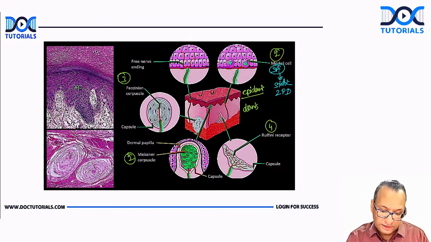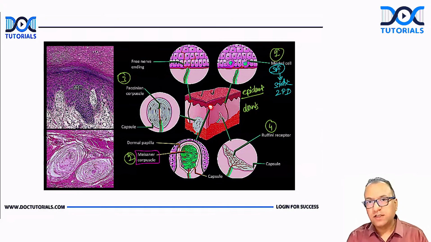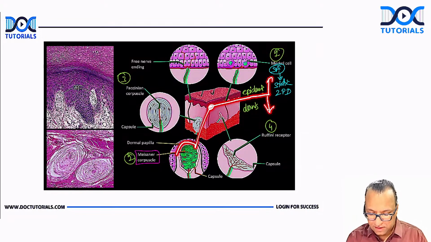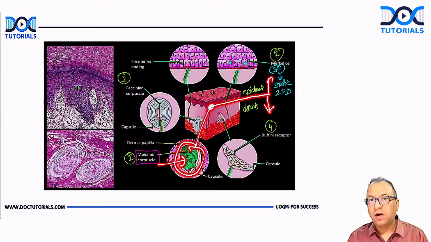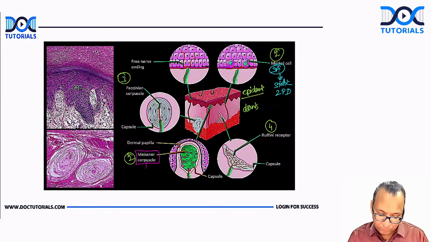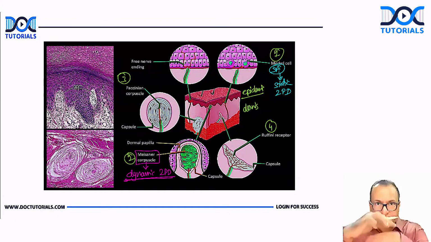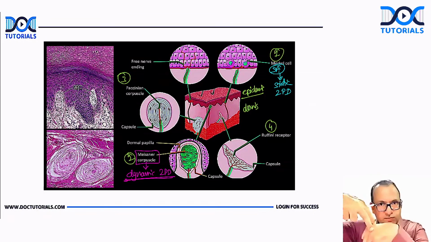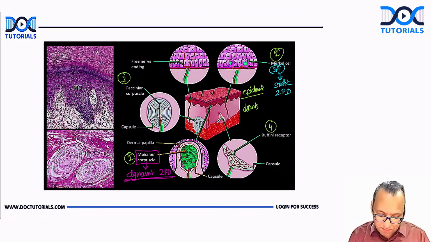Now look at the second one. You are focusing upon the Meissner corpuscle. The Meissner corpuscle is here, at the dermoepidermal junction. It is at the junction of epidermis and dermis. The Meissner corpuscle is for dynamic 2-point discrimination. That means you are moving the 2 points, and you're asking, can you feel the 2 points moving? That will be detected by the Meissner.